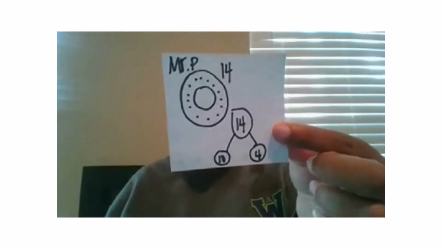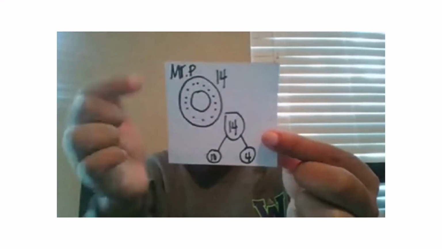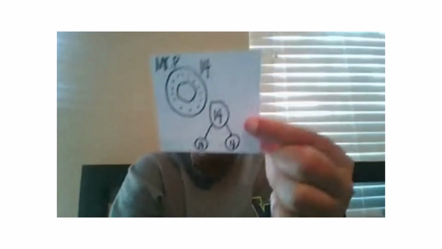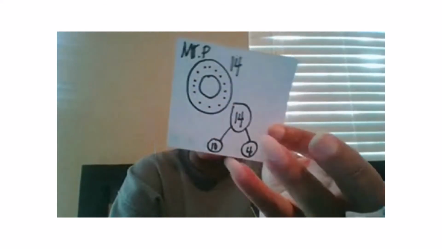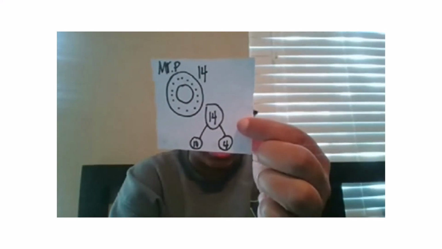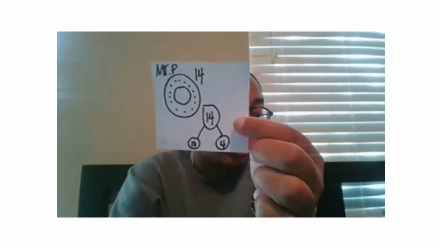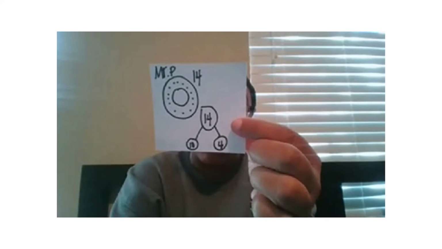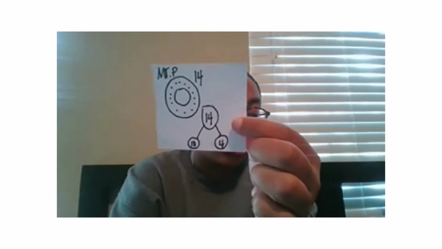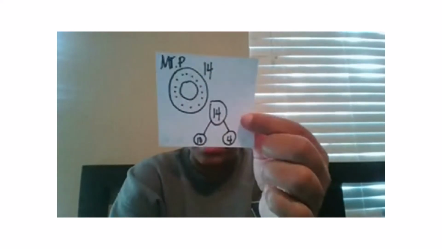Okay. This is what mine looks like. So I have Mr. P for Mr. Perry. Then I have my 14 dots on my circle. And then I have my 10 ones and my 4 ones represented as 14. Alrighty, so don't forget that Mr. Perry put 14 little dots of chocolate in rows, okay? And he wanted us to put them in a circle on the donut. So if you did this, you are absolutely correct.